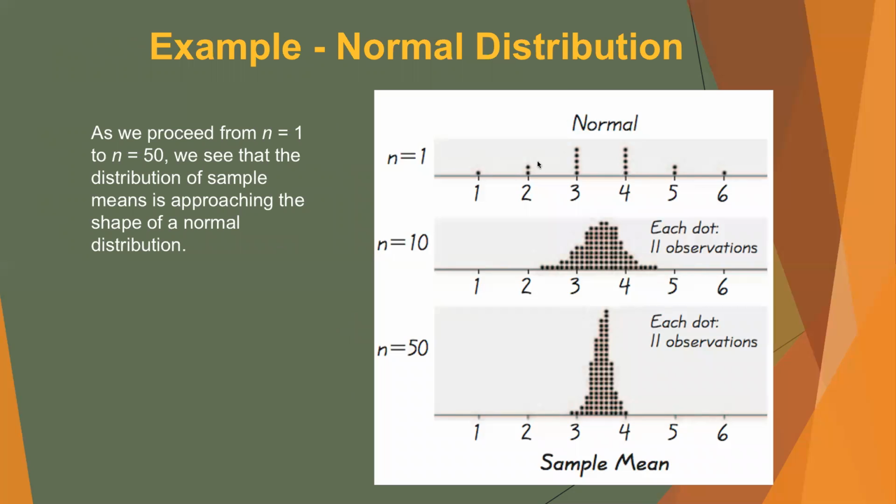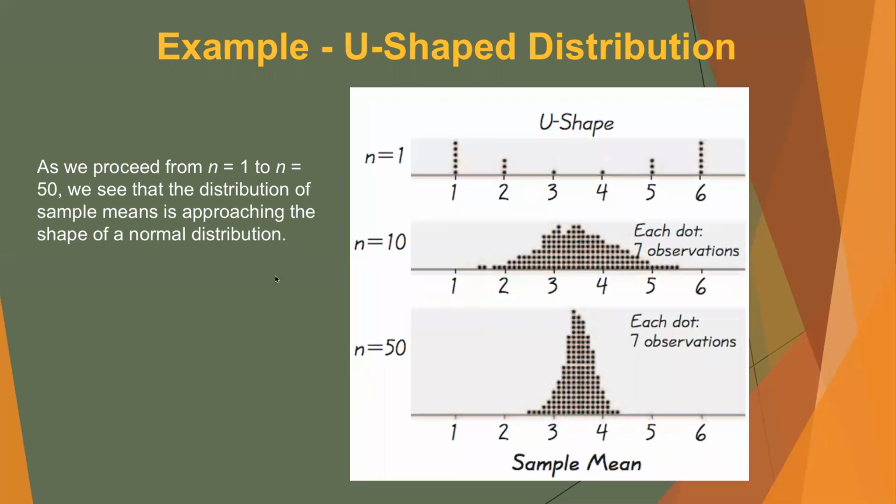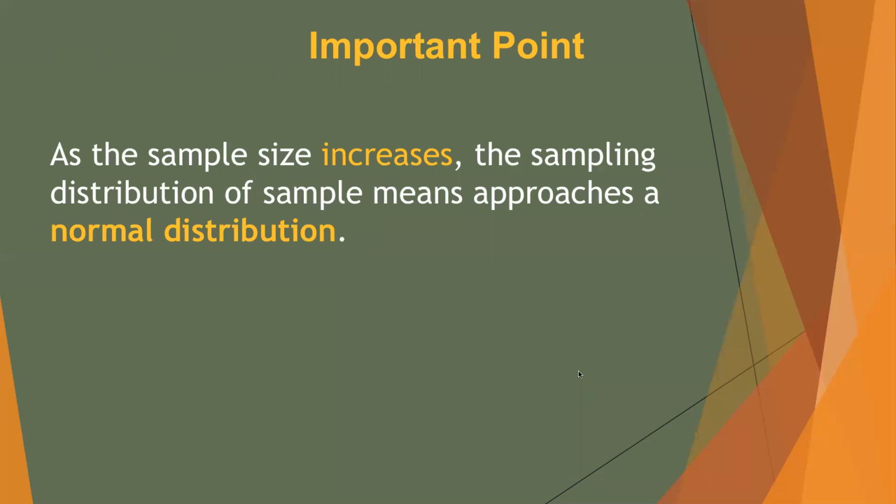So here's a normal distribution, with one sample size in each one of them. And you see as n gets larger, it becomes more centered at 3.5. If you use a uniform distribution, which is flat across the board, as you go further along you notice that it becomes a normal distribution as well. Do a U-shape, and the same thing happens here. Important point: as the sample size increases, the sampling distribution of the sample mean approaches a normal distribution.